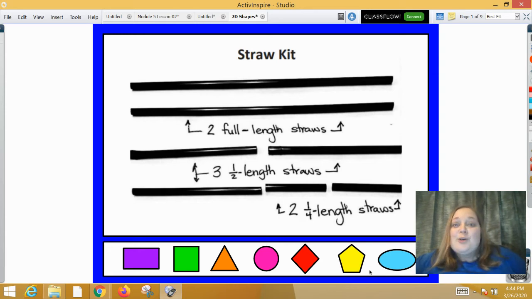Hi, today I'm going to talk to you about shapes. Now, here is what you can do if you want to build some shapes along with me.